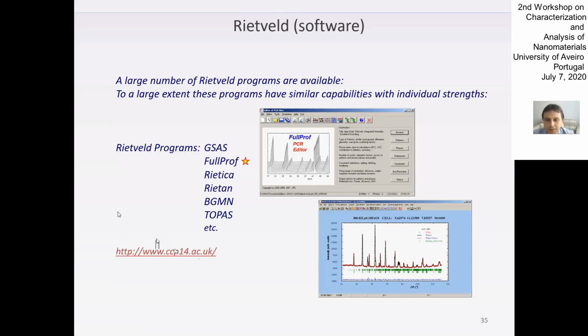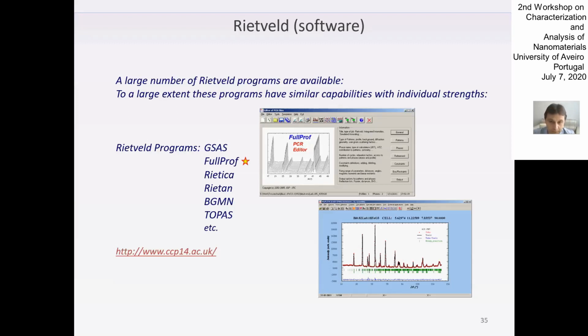And it's a set of programs, so at the first step you can estimate the symmetry, then you can estimate the parameters, then you can estimate the ionic coordinates. So it's really powerful software, and it's free.